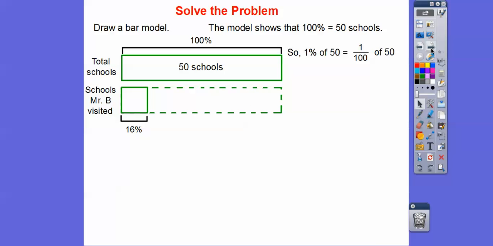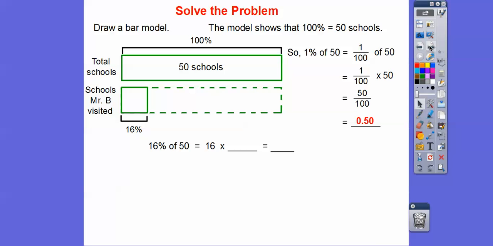So 1%, you guys, remember percent means per 100. So 1% of 50 is 1/100th of 50. And "of" means times, so it's 1/100th times 50, which is 50/100ths, okay? And 50/100ths, remember when you're dividing by 100, it's the same as moving the decimal over 2 places to the left. So it equals 0.50. Okay, so that's 1%. So what we've got to do is find 16%.